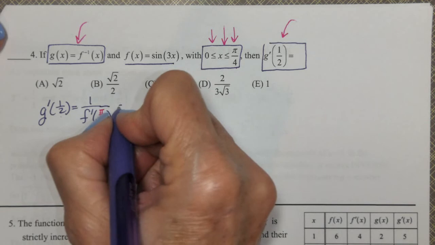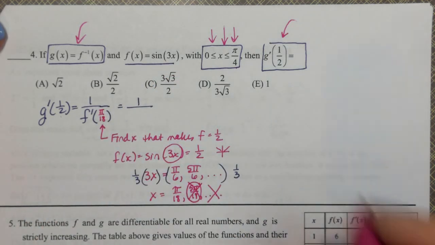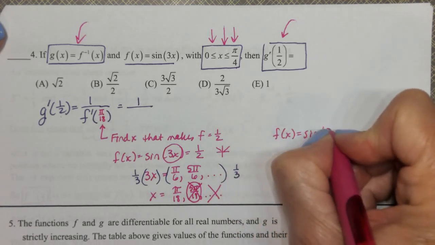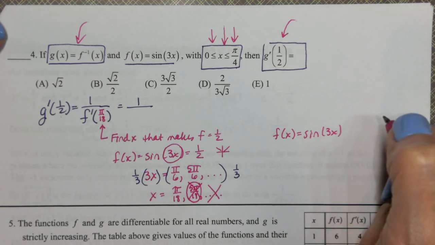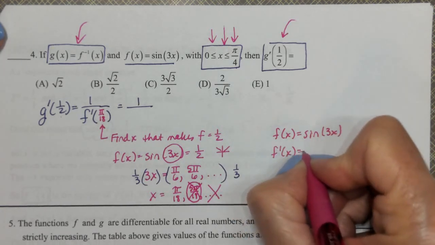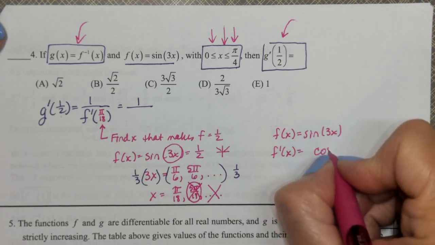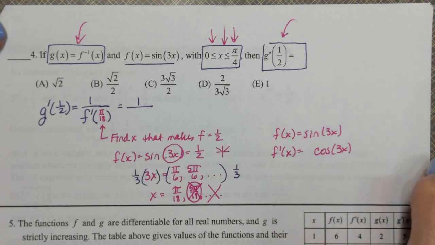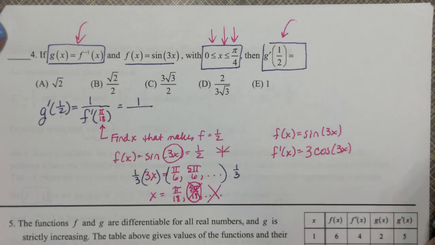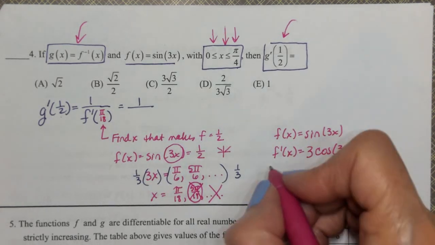So now we need to find f prime at pi over 18. Well, I know what f of x is. F of x is sine of 3x. And I know how to take the derivative of that and plug in a number. So f prime is the derivative of sine is cosine. Keep your argument. Now a little chain rule, multiply by the derivative of 3x. So f prime is 3 cosine of 3x.